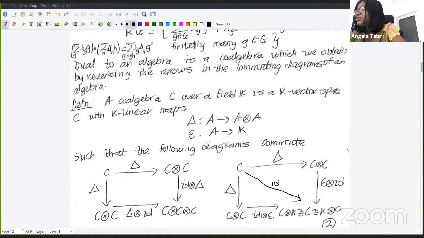So when you dualize the associativity, you get a co-associativity property here, and when you dualize your units, you get your co-units here. So we call this delta co-product or co-multiplication, and we call the epsilon the co-unit.